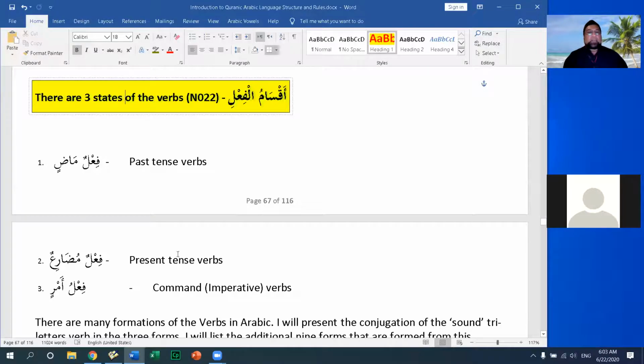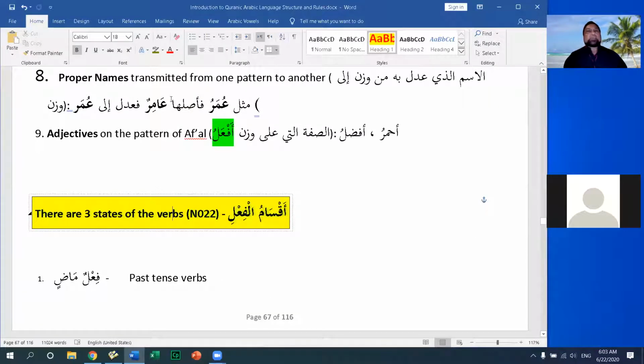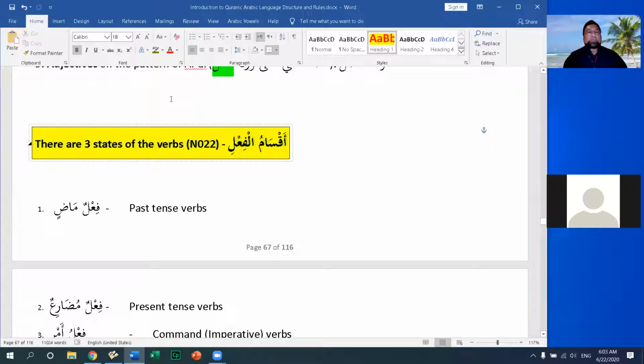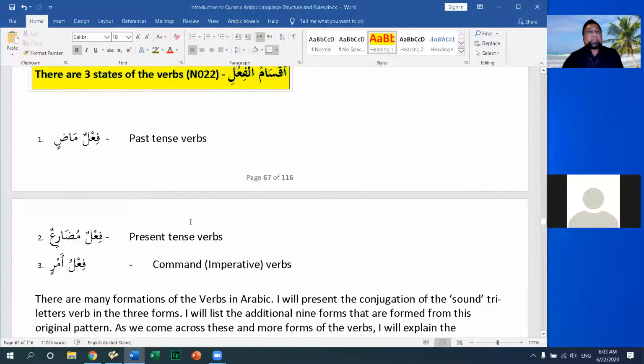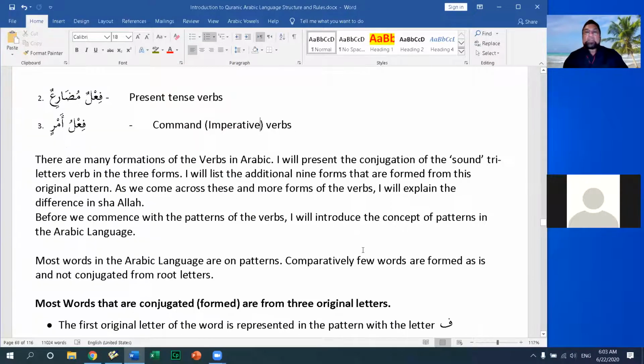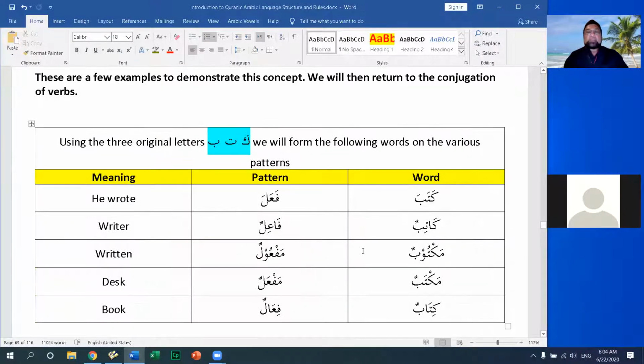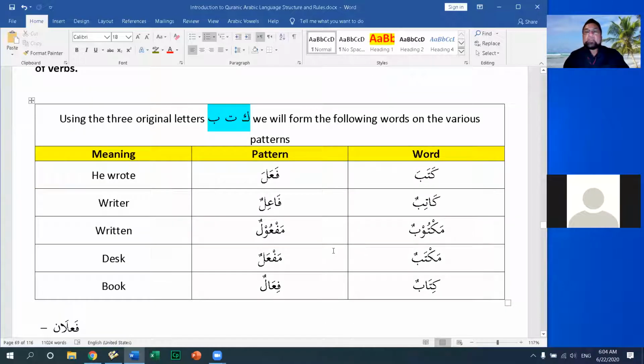So I'll go back quickly about the different kinds of verbs, أقسام الفعل. We spoke about this already, and then we spoke about the past tense verb, فعل ماض, فعل مضارع, وفعل أمر, what we call present tense, and then the command or imperative form of the verbs. Then we did the conjugation of the verbs, and then we did a few patterns.